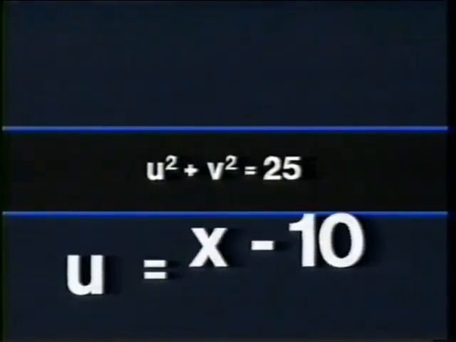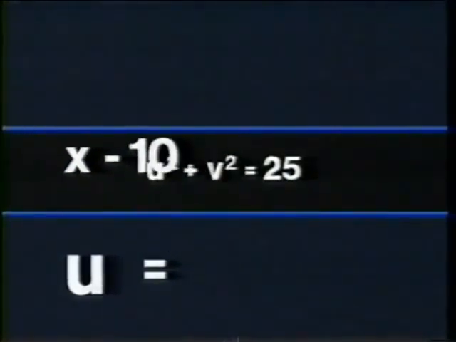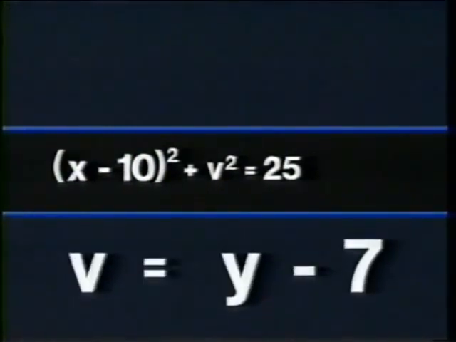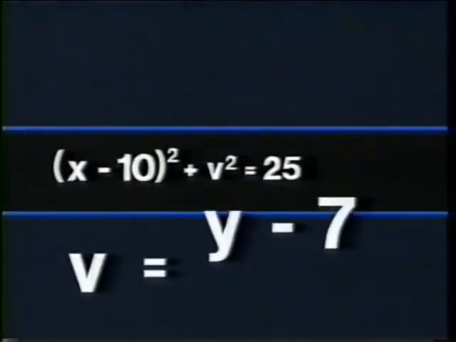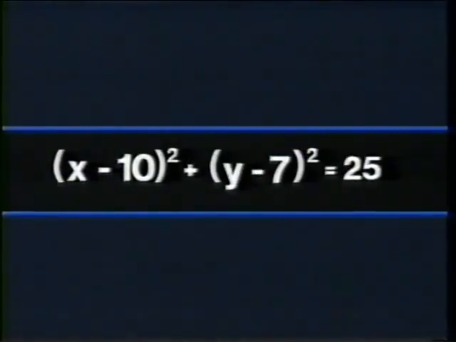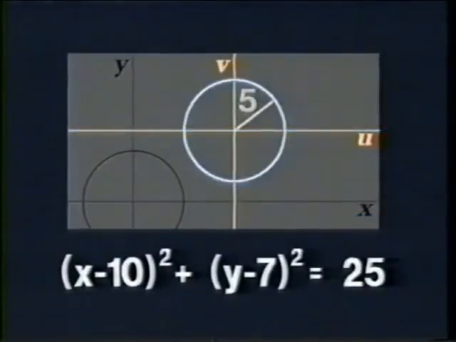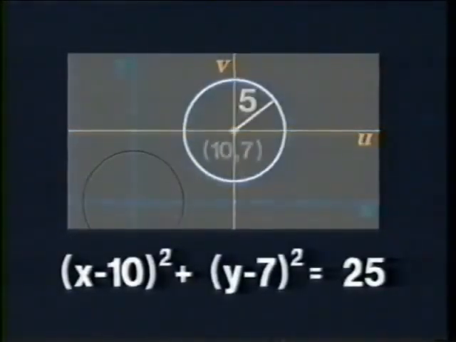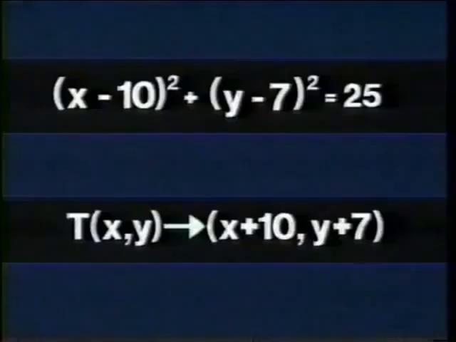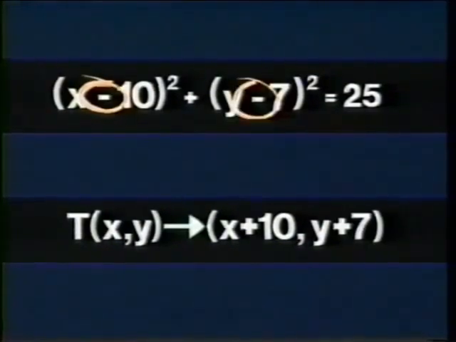Substituting into the UV equation gives us the equation of the image circle in x, y terms. (x minus 10) squared plus (y minus 7) squared equals 25. So there it is, the equation of the image circle in terms of x and y. But be careful, even though the equation has minus signs, the transformation has plus signs.